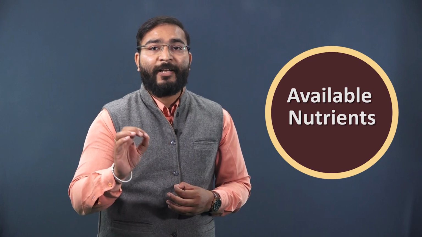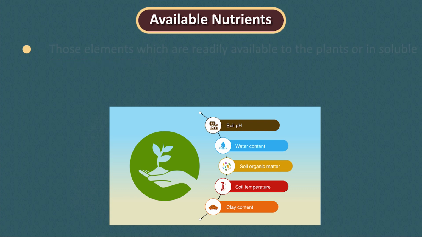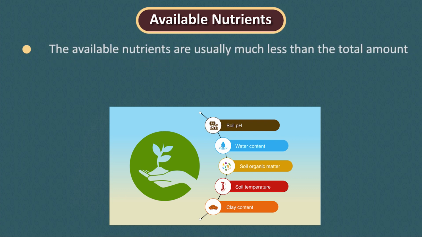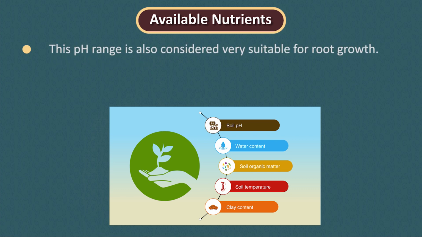Students, the next chemical property of the soil is available nutrient. In soil, the nutrient elements are present either in a soluble or insoluble form. Those elements which are readily available for the plant are termed as soluble, also known as available nutrients. The available nutrients are usually much less than the total amount of the nutrients present in the soil. In soil, most of the nutrients are available within a pH range of 6.5 to 7.5. This pH range is also considered very suitable for root growth.